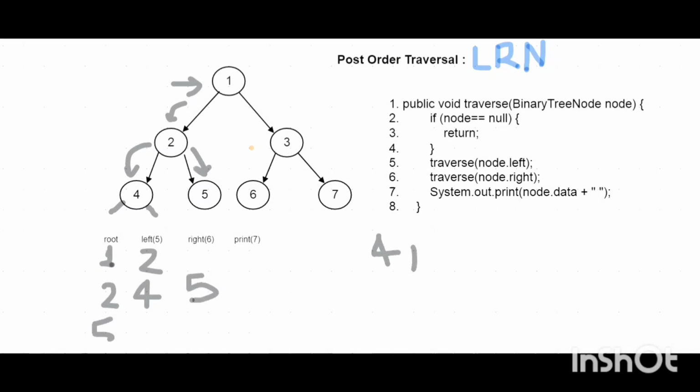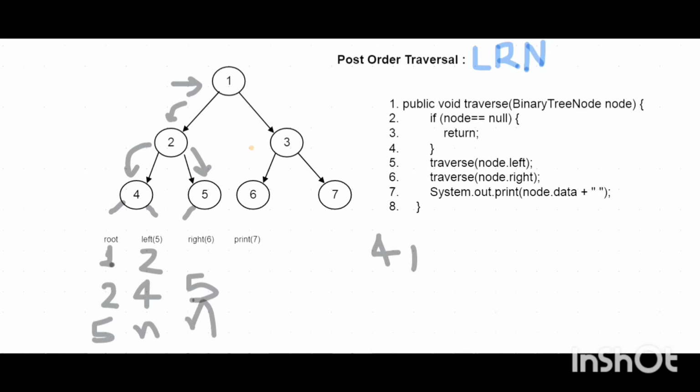Node 5 will be passed to the traverse method. Node is not null, so control will come to line number 5. From line number 5, the left child will be passed to the traverse method. The left child is null, so I'll write n for null, and null will be passed and control will return from line number 3. For node 5, the right child will be passed to the traverse method. The right child is also null, so null will be passed to the traverse method and control will return from line number 3 because we have nothing to visit.